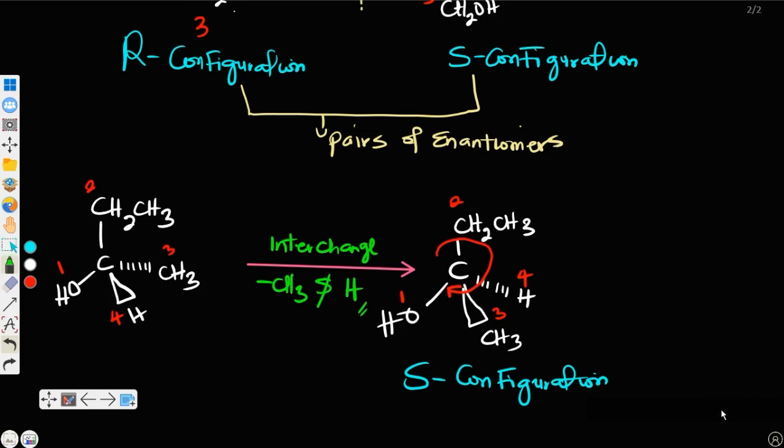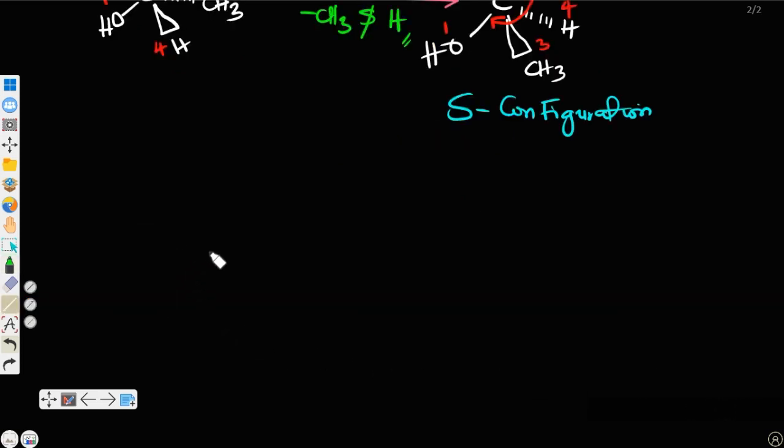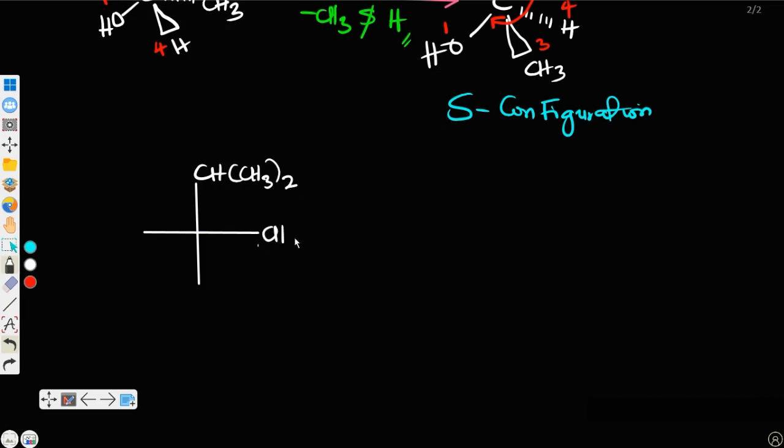Alright? That is that. Now what is the configuration for the following compound? You have something like this, and then you have CH, and then you have CH3 twice, then you have CH2Br, then you have CH3, and here is CH3CH2. What configuration is this?